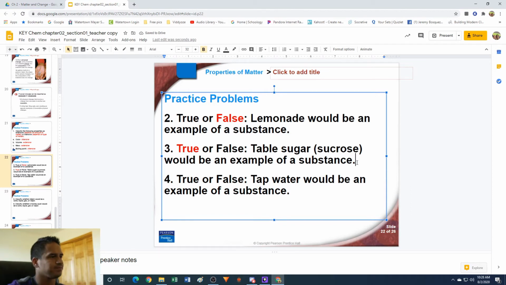It's a substance. Number 4, true or false, tap water would be an example of a substance. So this one is another tricky one, right? Tap water would be like water that comes out of your sink. You might fill a glass up and drink it.